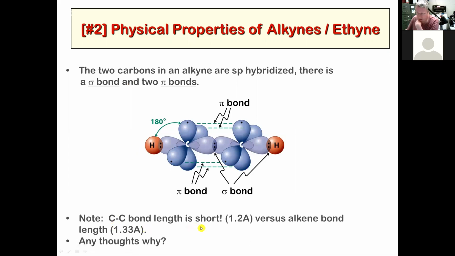The bond length is short versus an alkene. Alkenes are 1.3, alkynes 1.2. Why is that? Because an alkyne has 3 bonds. You have 3 bonds that are pulling the carbons together. So that makes sense, right? 3 bonds are stronger than 2 bonds.